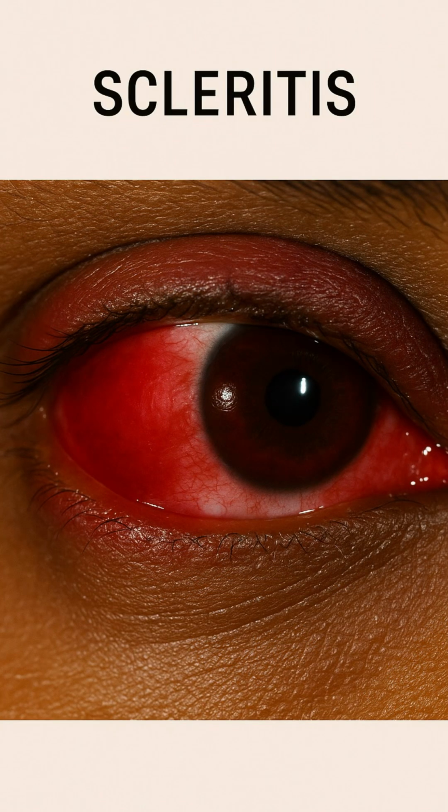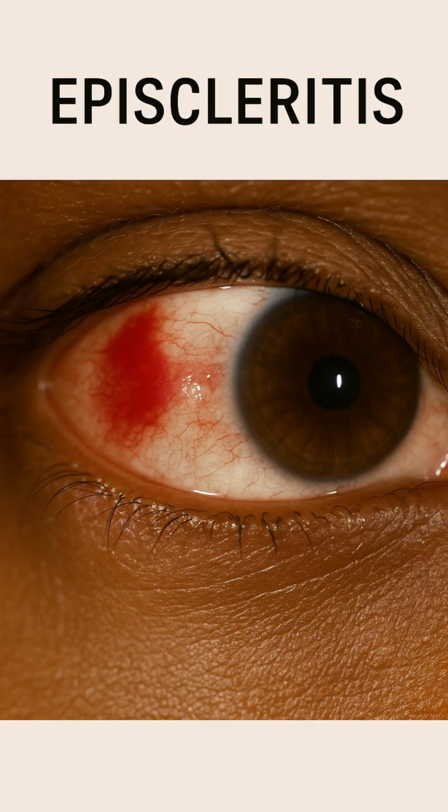In scleritis, the redness is usually deep and could be sectoral or diffuse. It usually involves the deep sclera. There is usually no discharge, and when you instill vasoconstrictors, the blood vessels will not blanch. And of course, there will be pain.